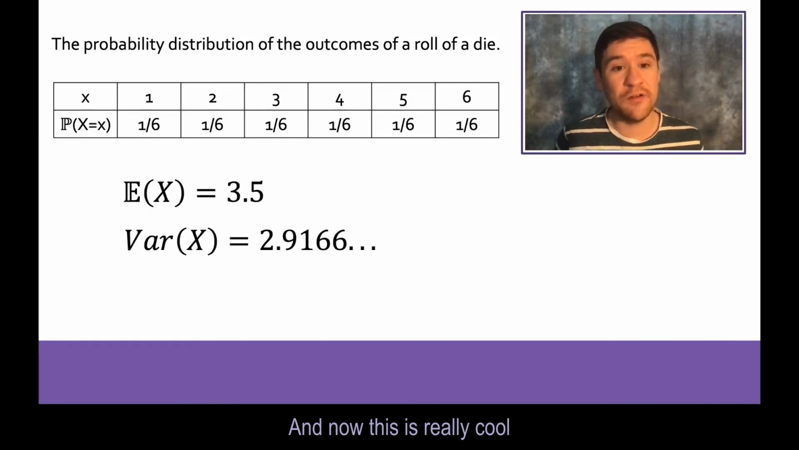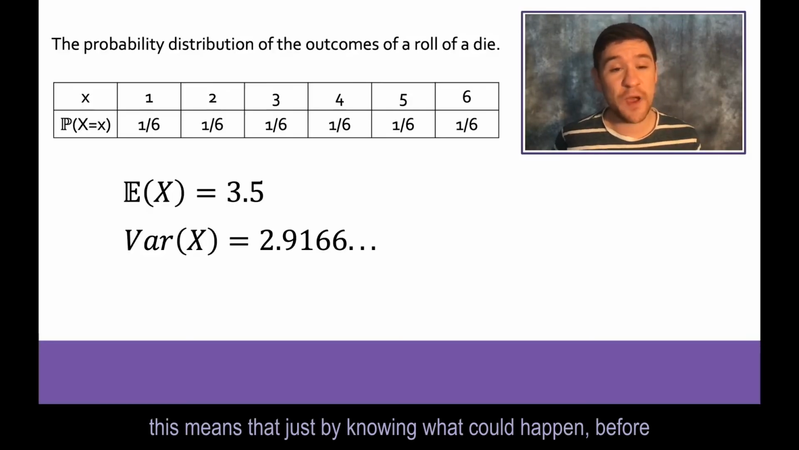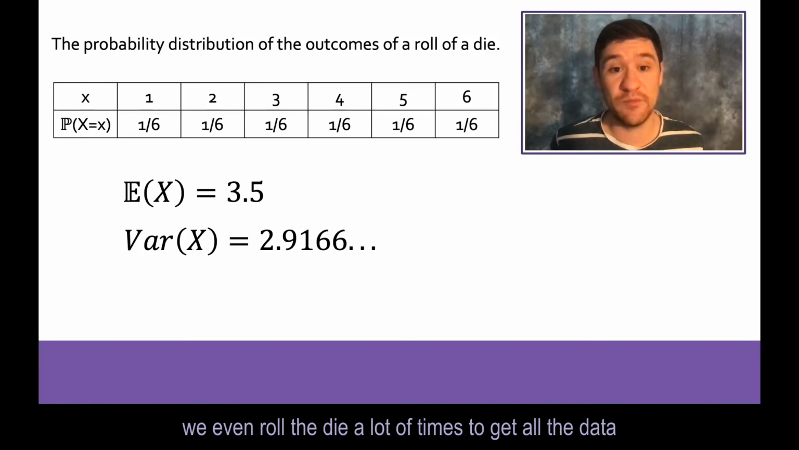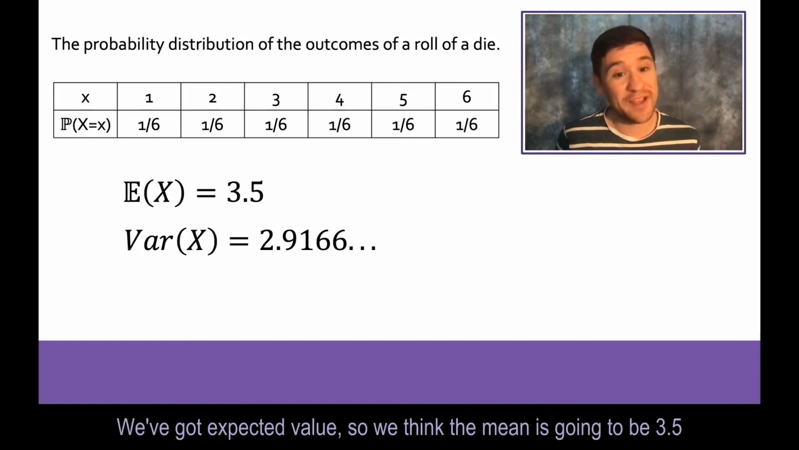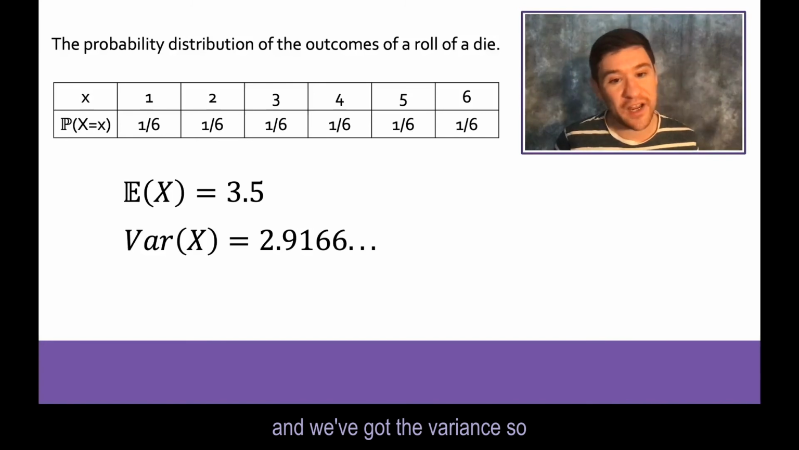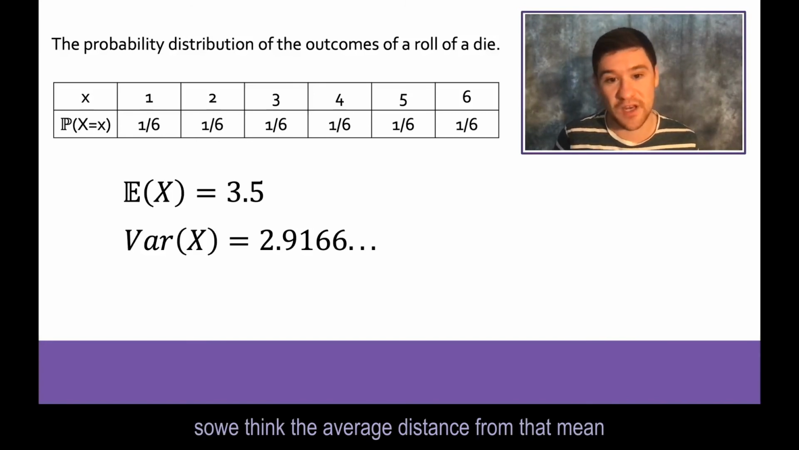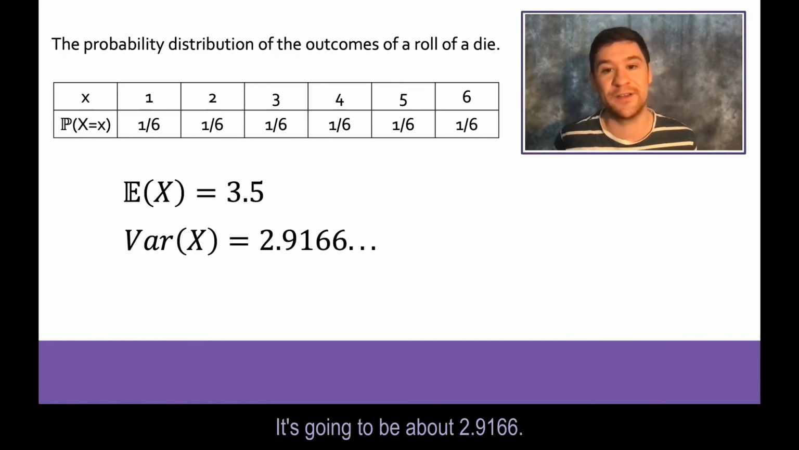And now this is really cool. This means that just by knowing what could happen, before we've even rolled the die a lot of times to get all the data, we know some summary statistics about what that data is going to look like. We've got the expected value. We think the mean is going to be 3.5. And we've got the variance. We think the average distance from that mean is going to be about 2.9166.